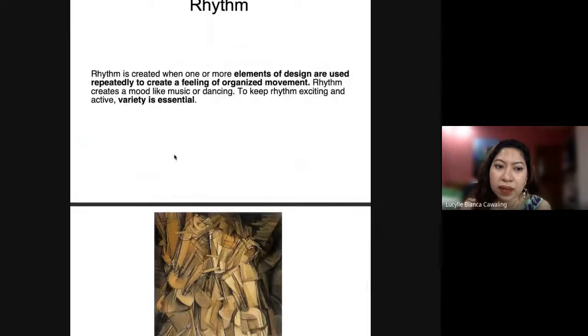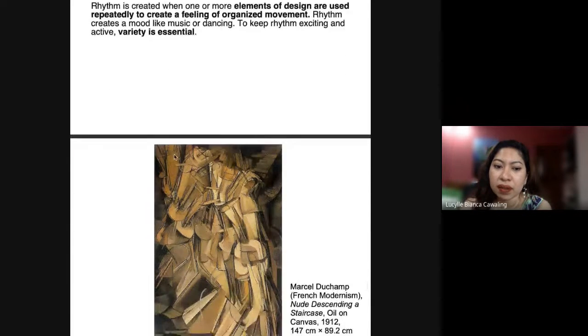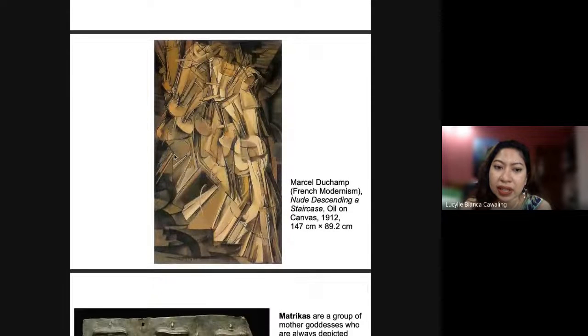And then rhythm. Rhythm is created when one or more elements of design are used repeatedly to create a feeling of organized movement. But in rhythm, variety is essential. So, unlike pattern, rhythm needs different kinds of similar elements. Similar elements, not the same elements. In pattern, the elements are the same, but in rhythm, the elements are varied but similar.